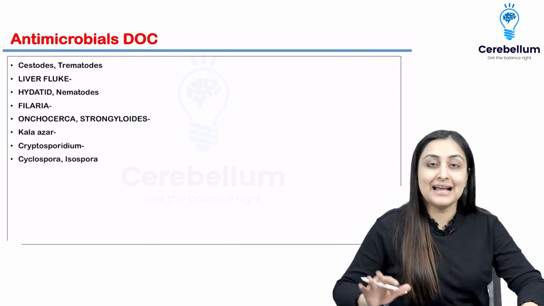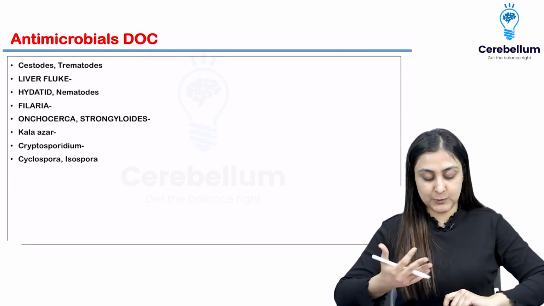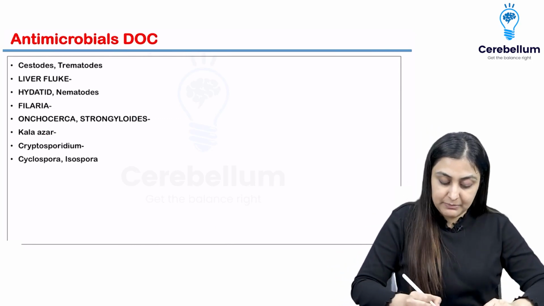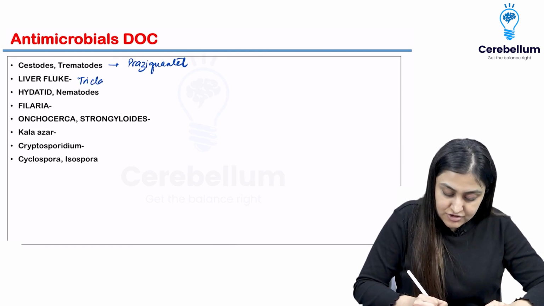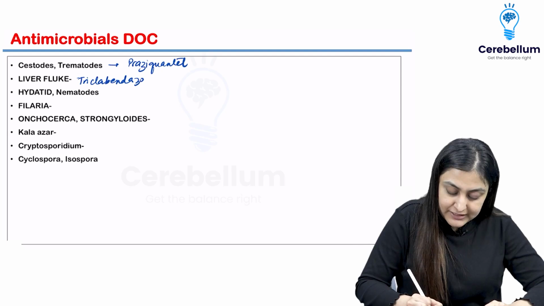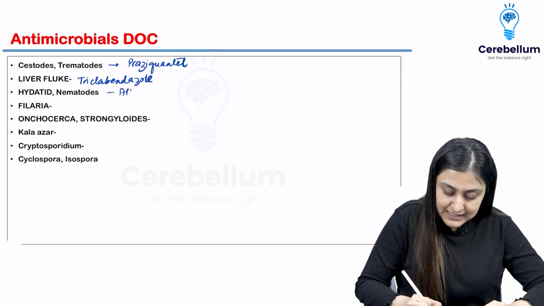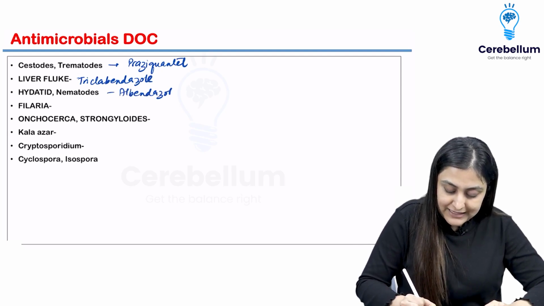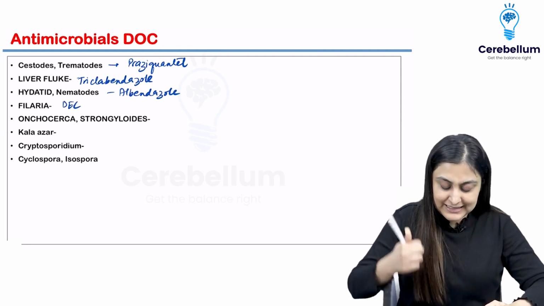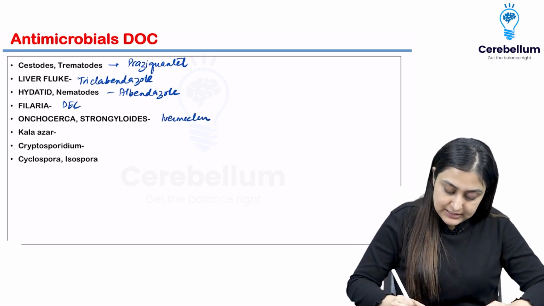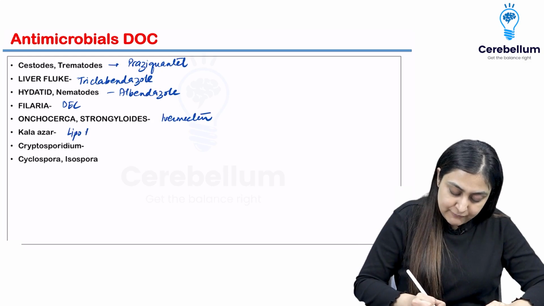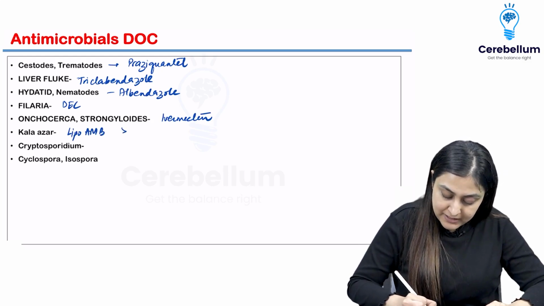Talking about anti-helminthic drugs right here, the only thing you want to know is the drug of choice. Remember, for cestodes and trematodes, it is praziquantel. For liver fluke, it is triclabendazole. For nematodes and hydatid, it is albendazole. For filariasis, I am sure you know, it is DEC. Onchocerca and strongyloides is ivermectin. Kala-azar, liposomal amphotericin B is the drug of choice. Apart from that, miltefosine can also be given.